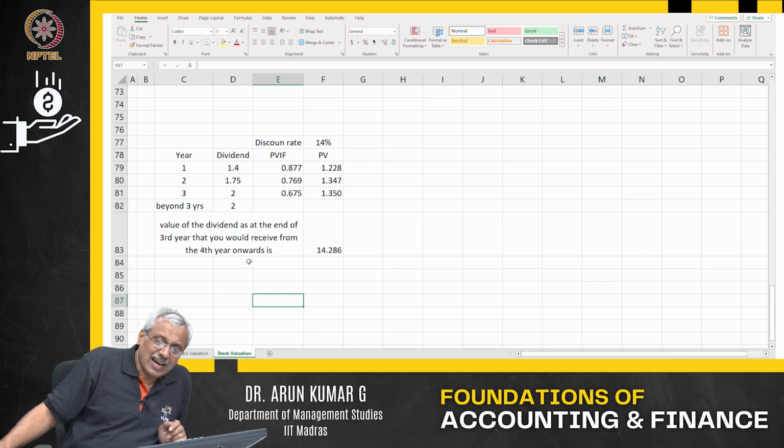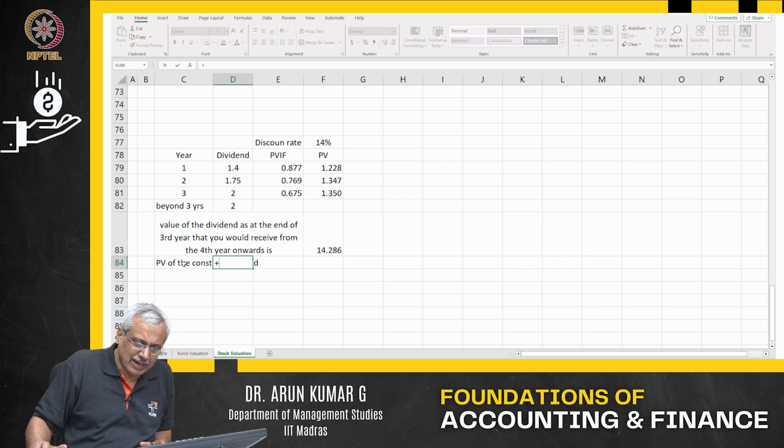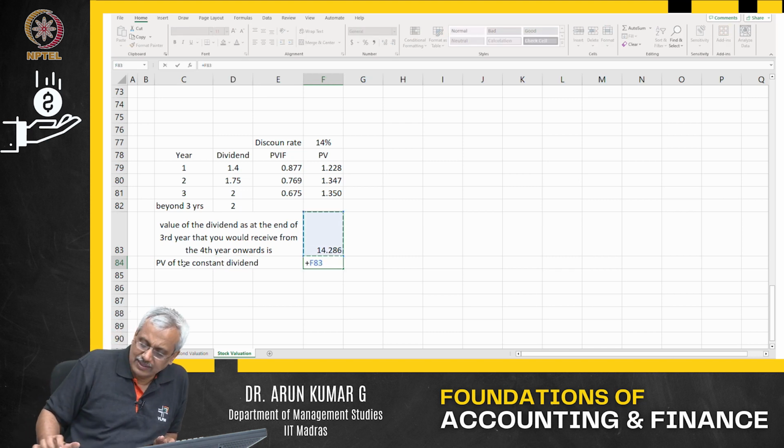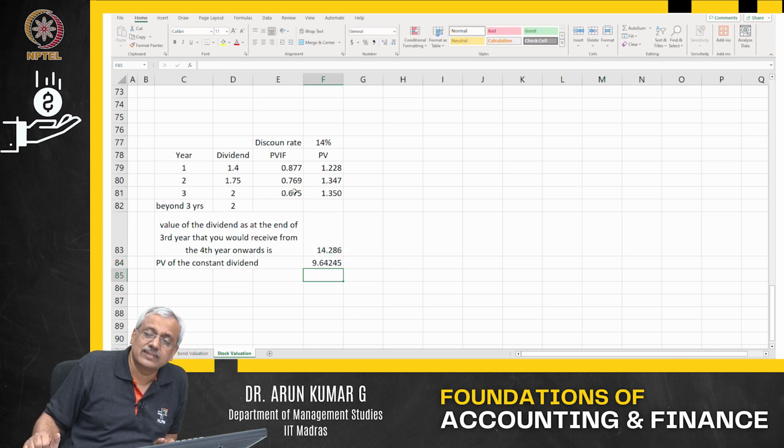Now, what happens? I need the present value of it. The present value, the PV of the constant dividend, because please note this is the value as at the end of 3 years. What is the value of it? The present value of it, I just divide by the discount factor for the 3rd year. So now what is the value of the stock?